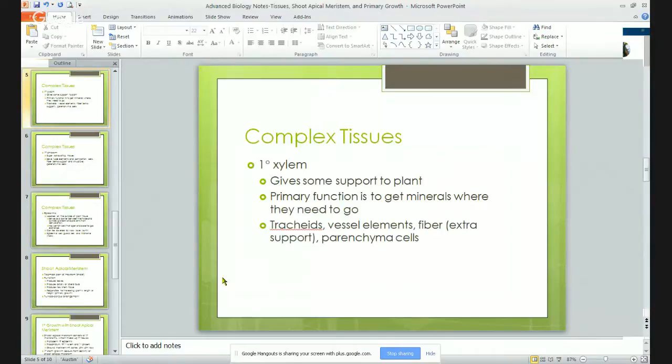So if you recall, those are those specific types of sclerenchyma cells. So those are those four things. Make sure you know those four things, so what the primary xylem is made of.